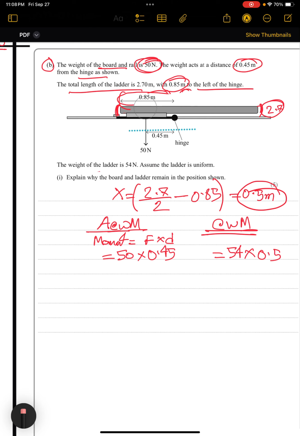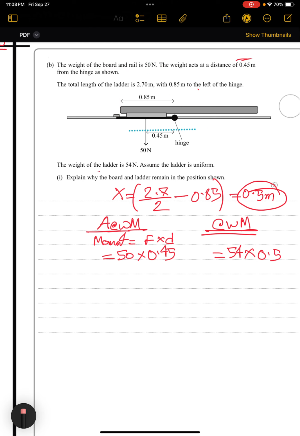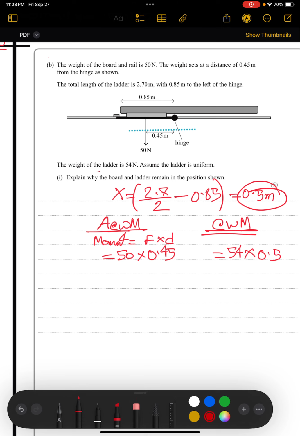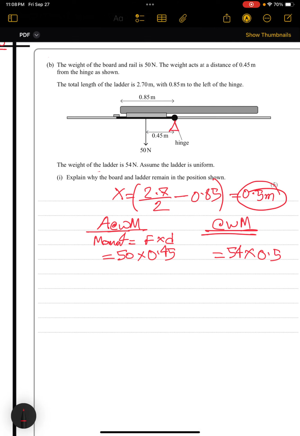We will always take the distance from the pivot. So this is the force, this is 0.45 meter, this is the midpoint. So this is the distance that we are going to take. We are not going to take this overall distance, we will only take this distance from the hinge, which is 0.5. That's why we subtracted from 0.85.